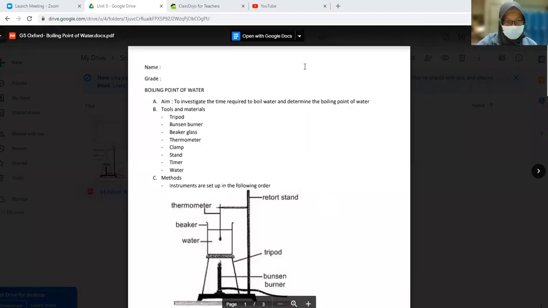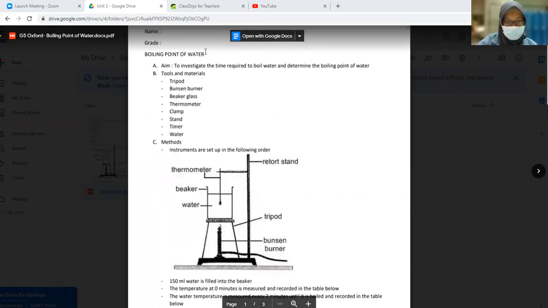I have shared the worksheet in your Class Dojo, and here is the aim. It's to investigate the time required to boil water and determine the boiling point of water. So we are looking for the time, and the boiling point of water refers to the temperature at which the water turns into water vapor.